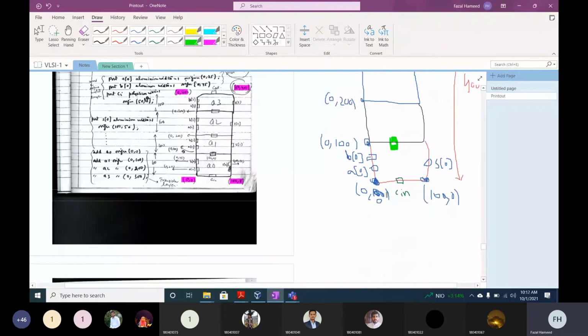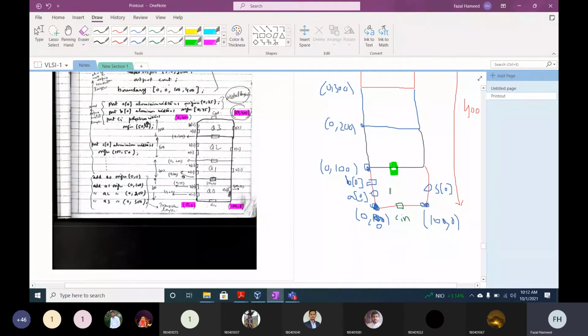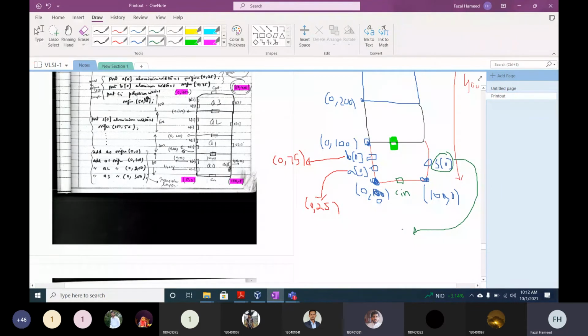Okay. Now if you look only at the bottom adder, what is the location of this A0? The origin of A0 is 0, 25. And now this one is 0, 75. And if you look at the origin of S0, it is in the middle. The length is 100, and 50.